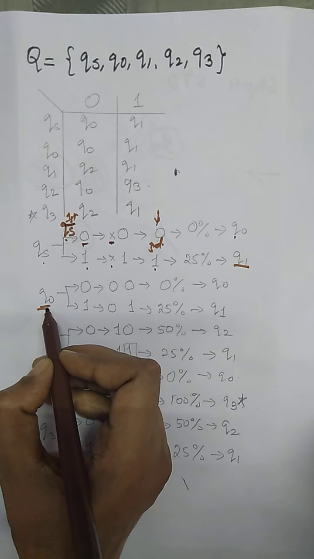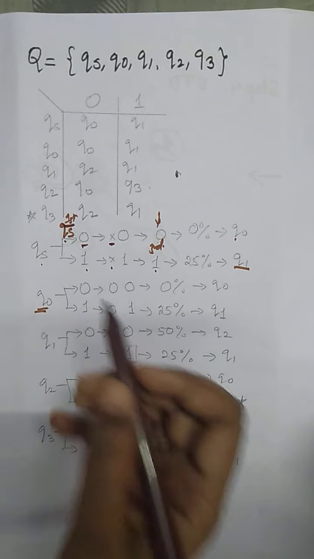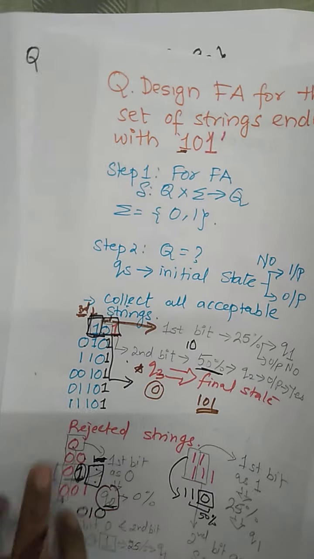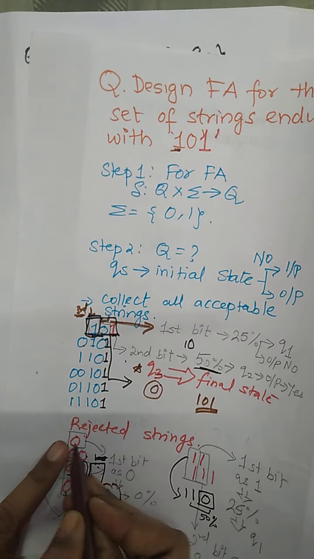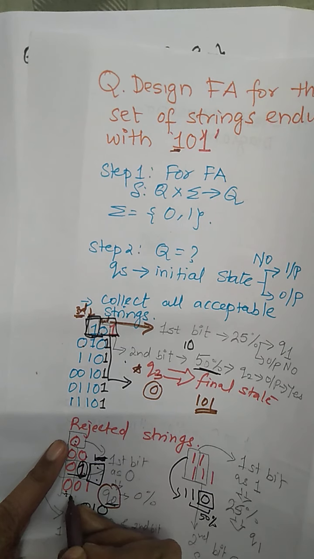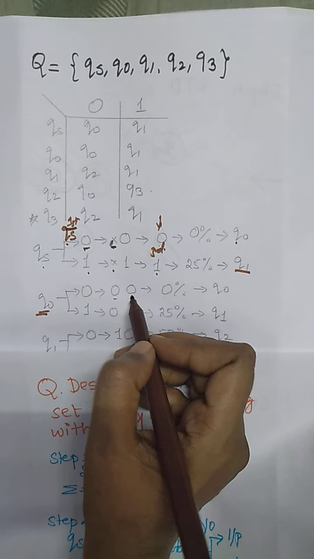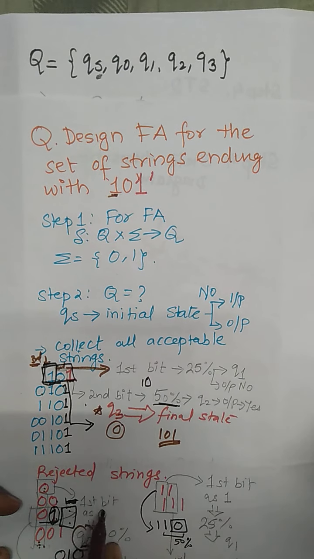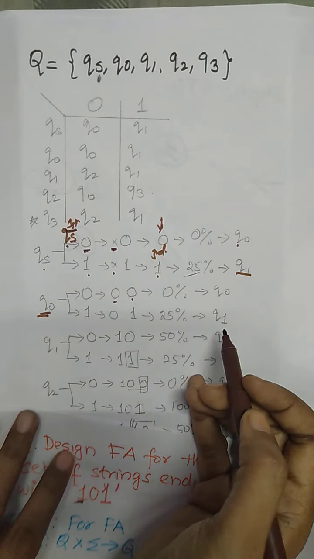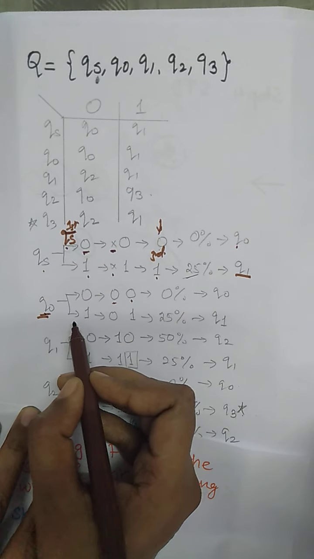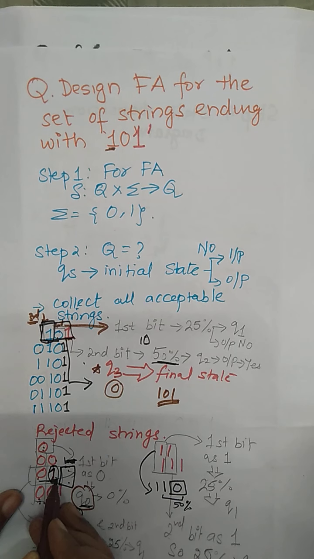Now what is Q0? In Q0, the third last bit is 0. Here the third last bit we had considered as 0, where the string has started with 0. With the next bit as 0, it will make 0, 0. So 0, 0 itself is totally rejected by our automaton, so it will be Q0. Now Q0, that is the third last bit as 0, with the next bit as 1.